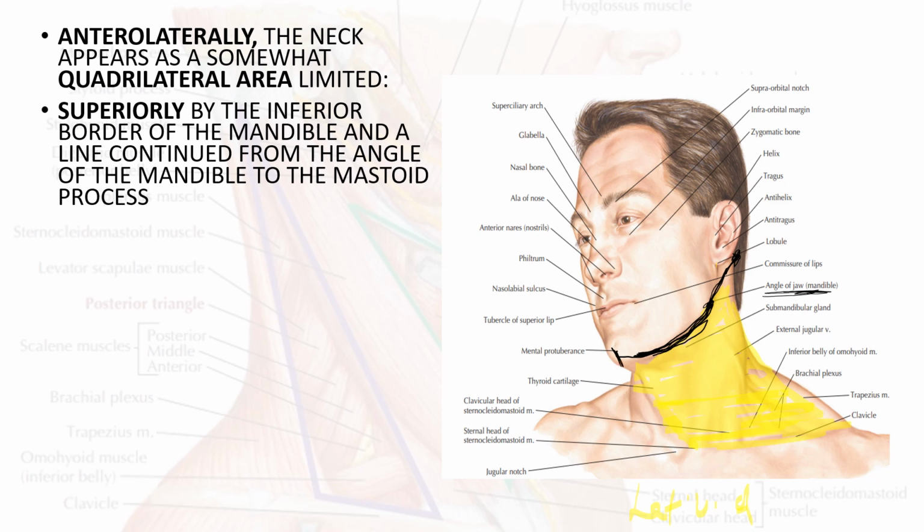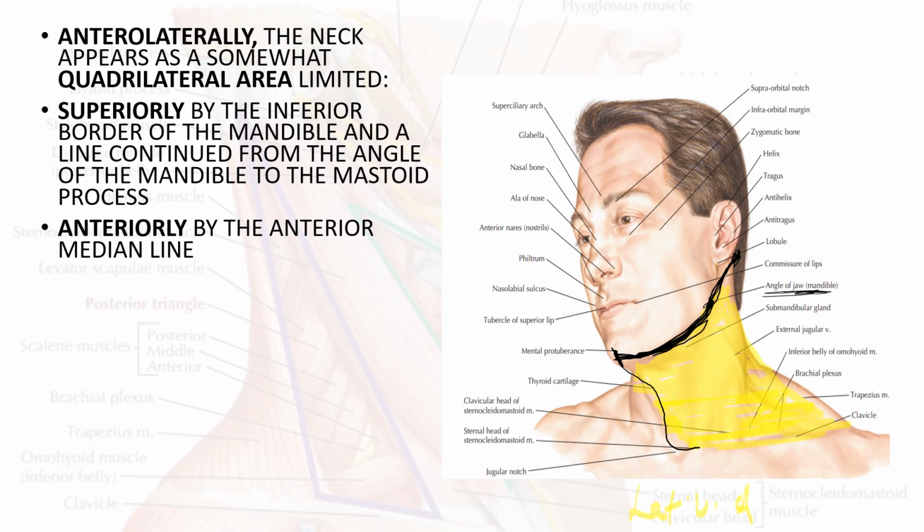What is symphysis menti, children? The joint of the right and left mandibular plate. So this will form the superior line. Anteriorly, this is symphysis menti, and this whole line is known as the median plane. What is in the median plane, children? Symphysis menti, then we have the hyoid bone, then the thyroid cartilage, cricoid cartilage, and here we have the jugular fossa. So this will form the anterior median line.